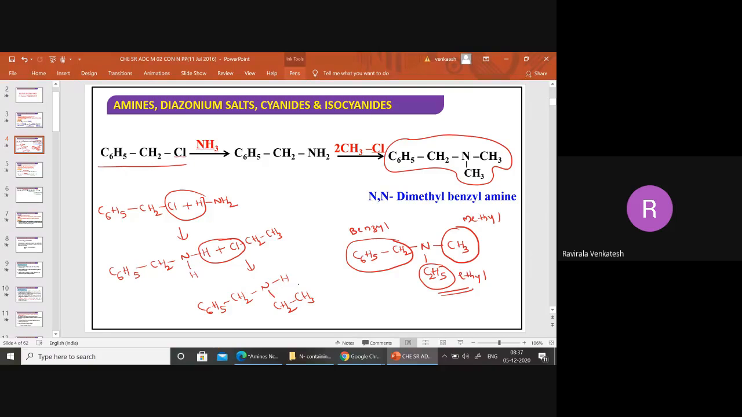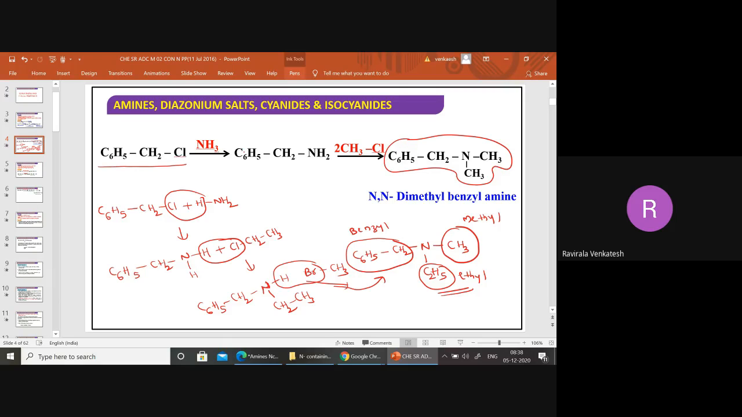No problem. Now I want a methyl group over nitrogen. Which reactant do I have to add here? CH3X, CH3, Cl, or you can take bromine also. No need to take Cl every time. CH3, Br, HBr will be removed. Now we are going to get this compound.